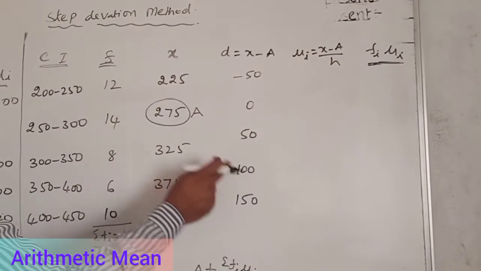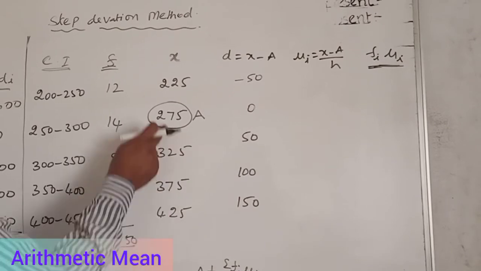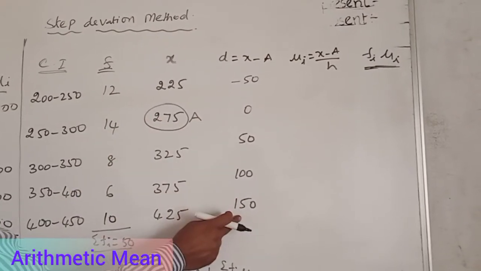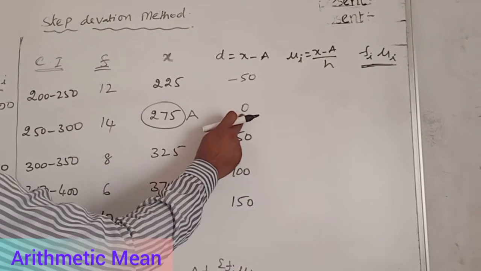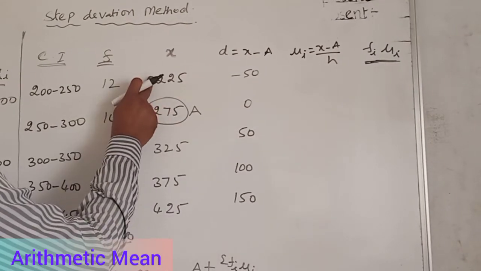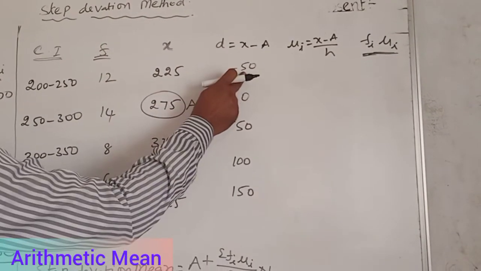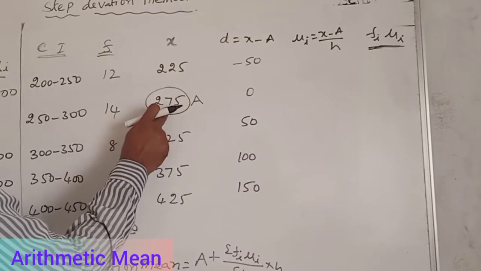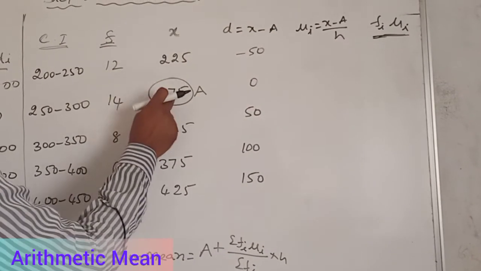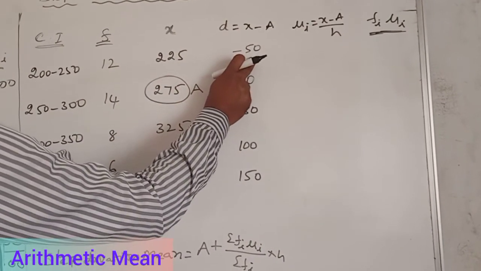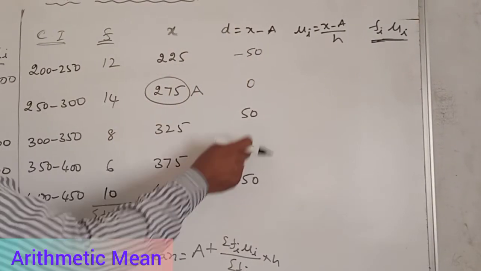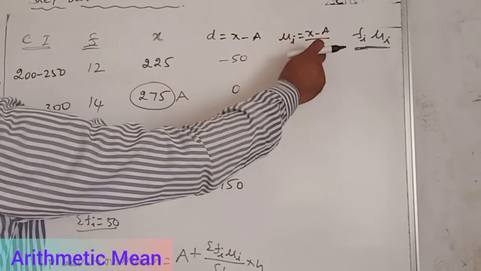375 minus 275 equal to 100. 425 minus 275 equal to 150. 275 minus 275 equal to 0. 225 minus 275 equal to minus 50. X value 225, A value 275. 225 minus 275 equal to minus 50. That is the dA. Then u y equal to x minus A by h.